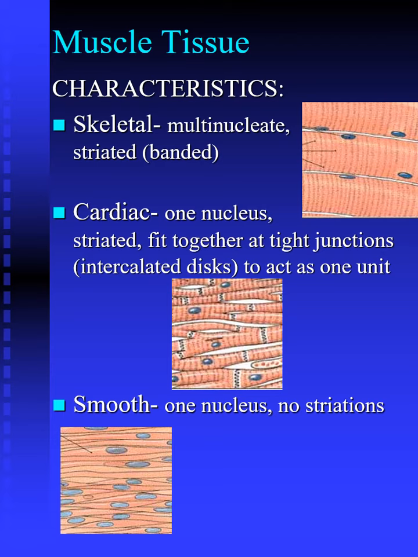And then finally, smooth muscle tends to have this spindle shape, where here is a good example of that. And these also tend to be shorter than skeletal muscle, and they only have one nucleus per muscle fiber.